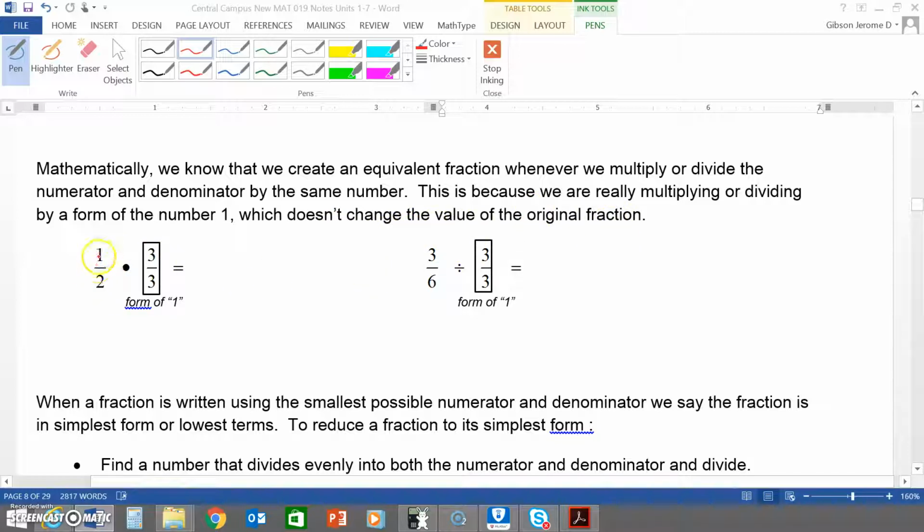Now if we look here, we take 1/2 and multiply by 3 over 3. That'll give us 3 over 6. Now remember, any number except 0 divided by itself is 1, so it's not changing the value.